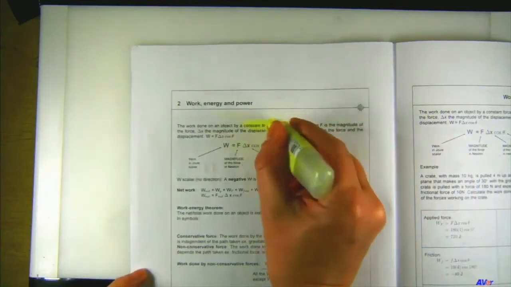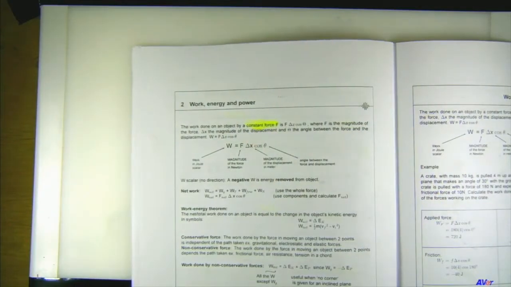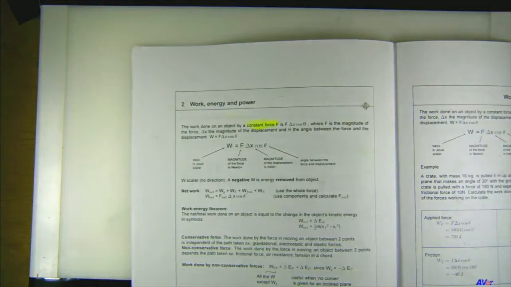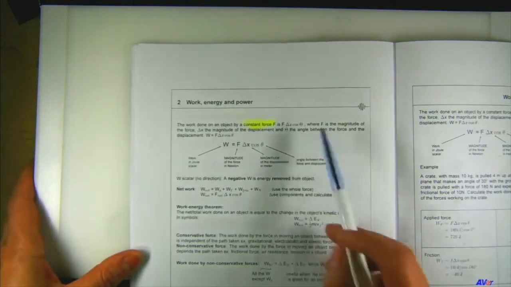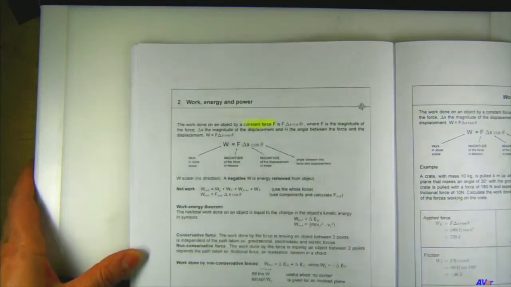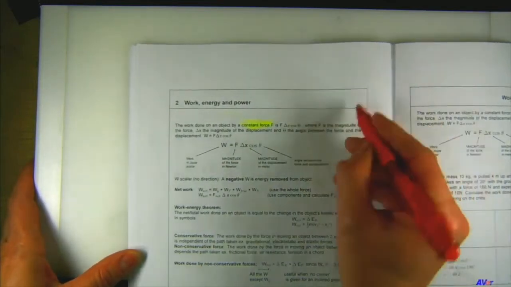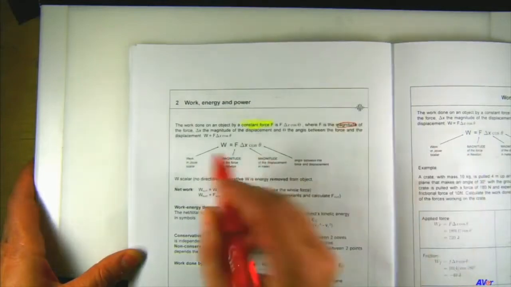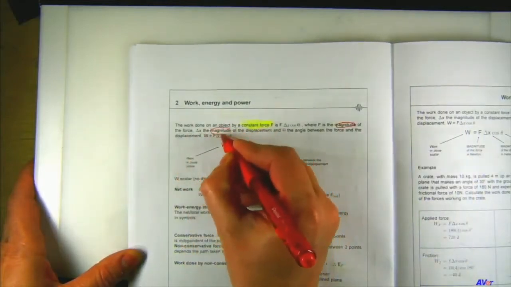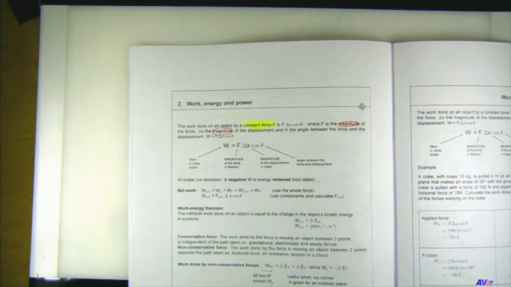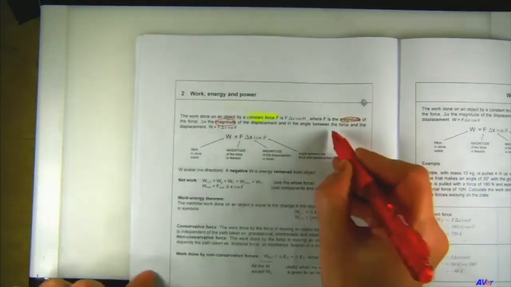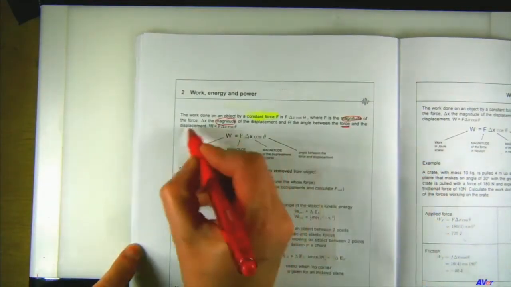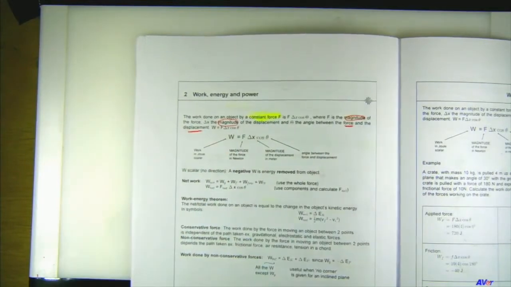Now, there you have constant force. That is a little bit unexpected. Work done by a constant force is F delta x cos theta, where F is the magnitude of the force. There's something else that you have to look at, magnitude. Delta x is the magnitude of the displacement, and theta is the angle, and what is important, which angle? The angle between the force and the displacement.